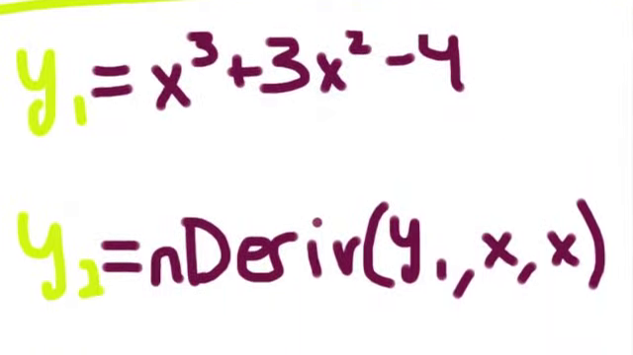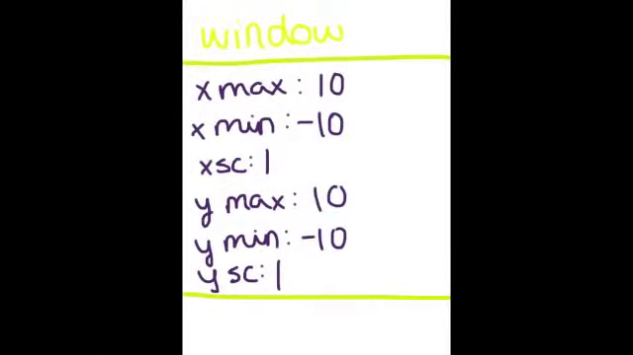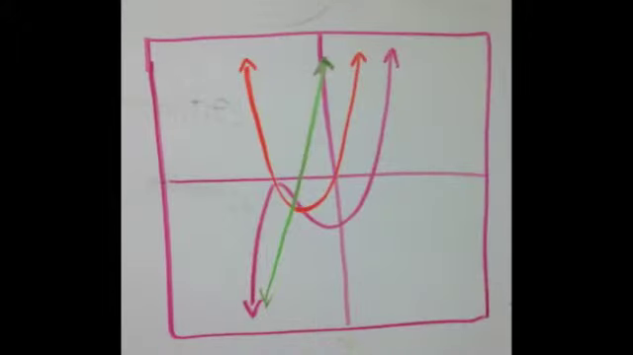The y equals screen on your calculator should have the equation and two derivatives. This is what your window should look like. This is what your graph will look like. The pink line is the function, the orange line is the first derivative, and the green line is the second derivative.